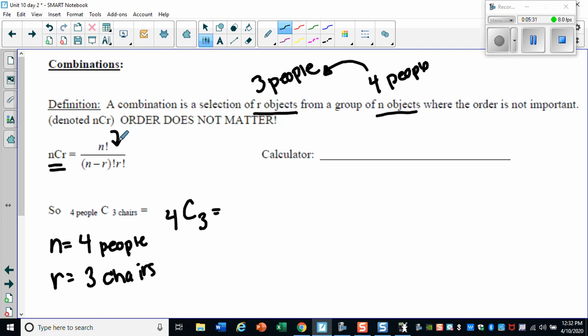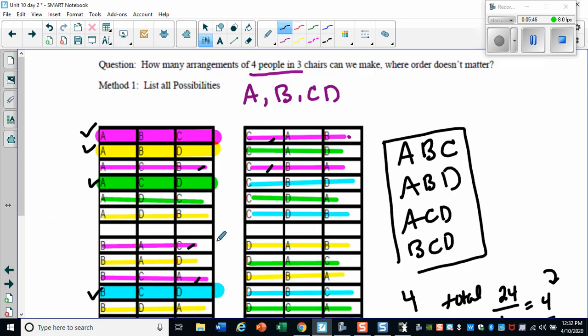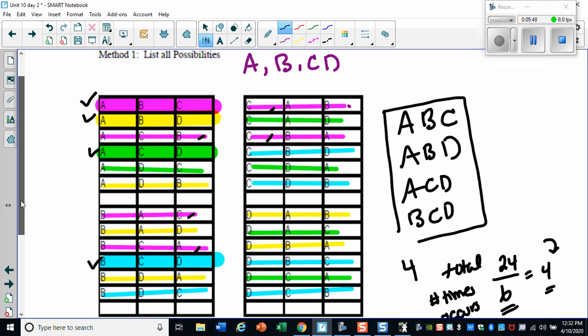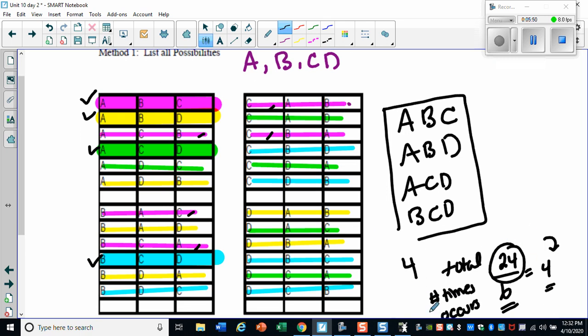On the top, you still have n factorial. So in that case, that's 4 factorial. And what exactly did that mean? That meant 4 times 3 times 2 times 1. Now think about that over here. 4 times 3 times 2 times 1, that's 24. So that gives us the total number of possibilities that are available. Okay, so that's what your numerator gives you.